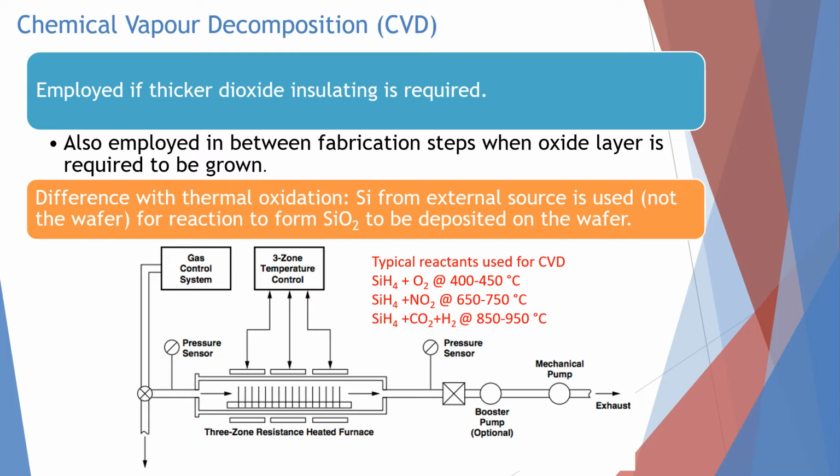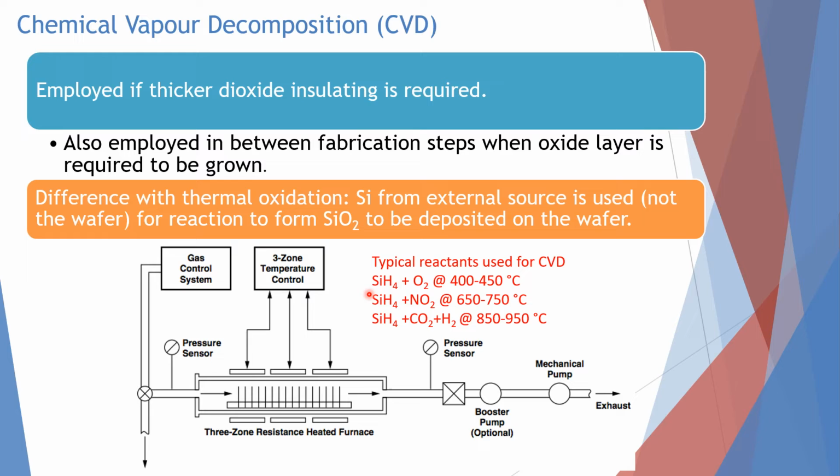Different from thermal oxidation, silicon from an external source is used here. Previously, we just used the silicon together with oxygen and hydrogen to react and create the layer, right? For this one, since we want a thicker dioxide layer, we need to supply more silicon to the chamber. If you can see, there are several methods that can be used.